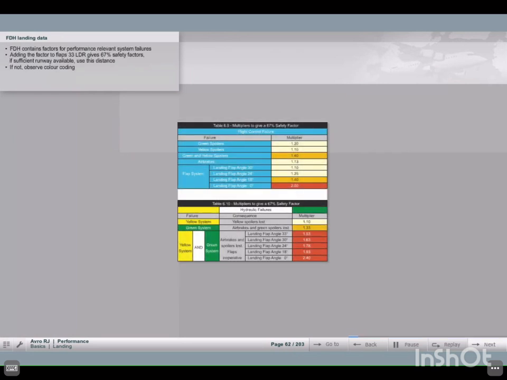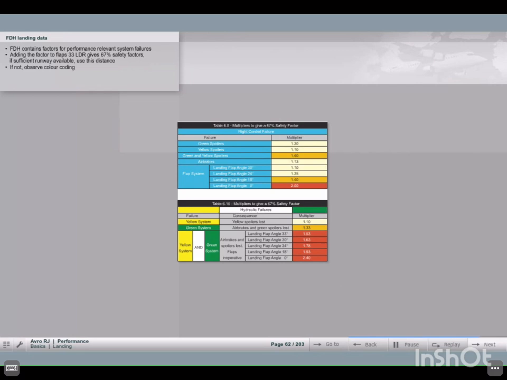There are also tables for performance-relevant system failures containing multipliers which have to be applied to the scheduled flap 33 landing distance required. The resulting landing distance then has a safety factor of 67%, and if it is practicable to use this distance, we are finished.